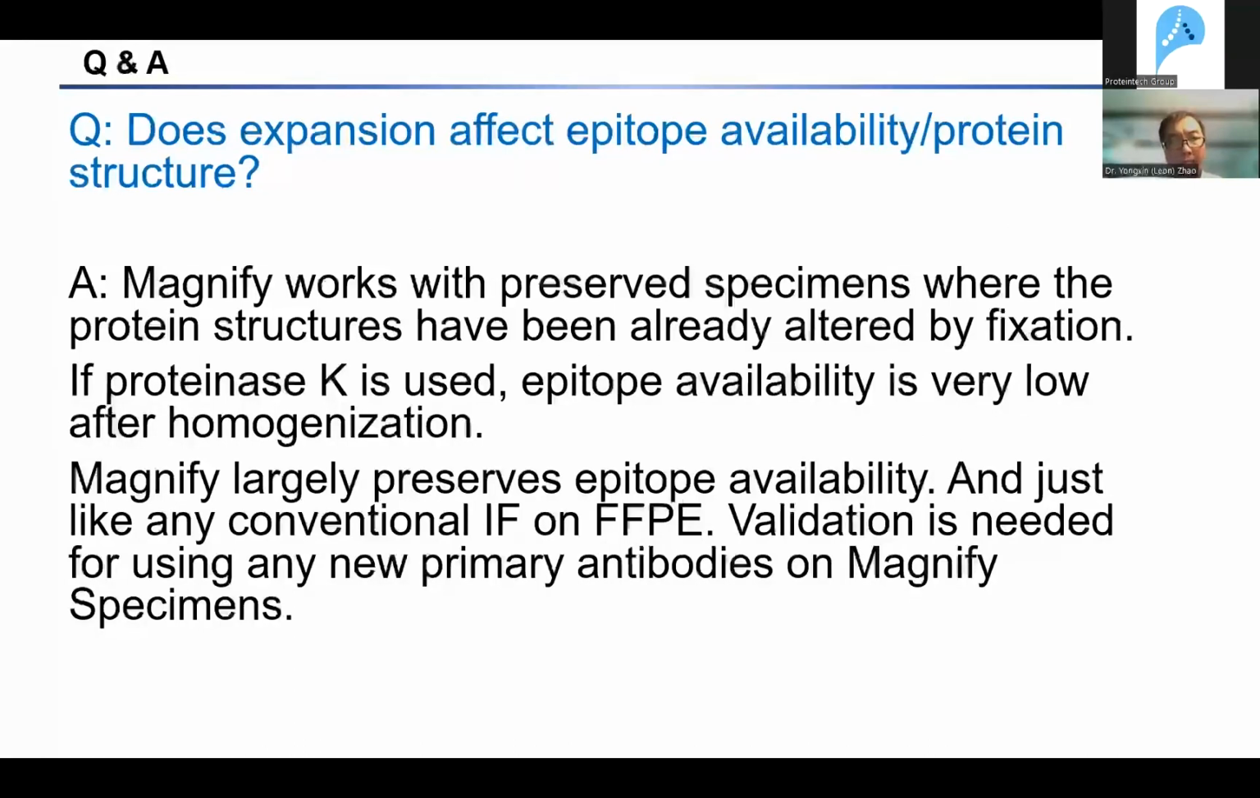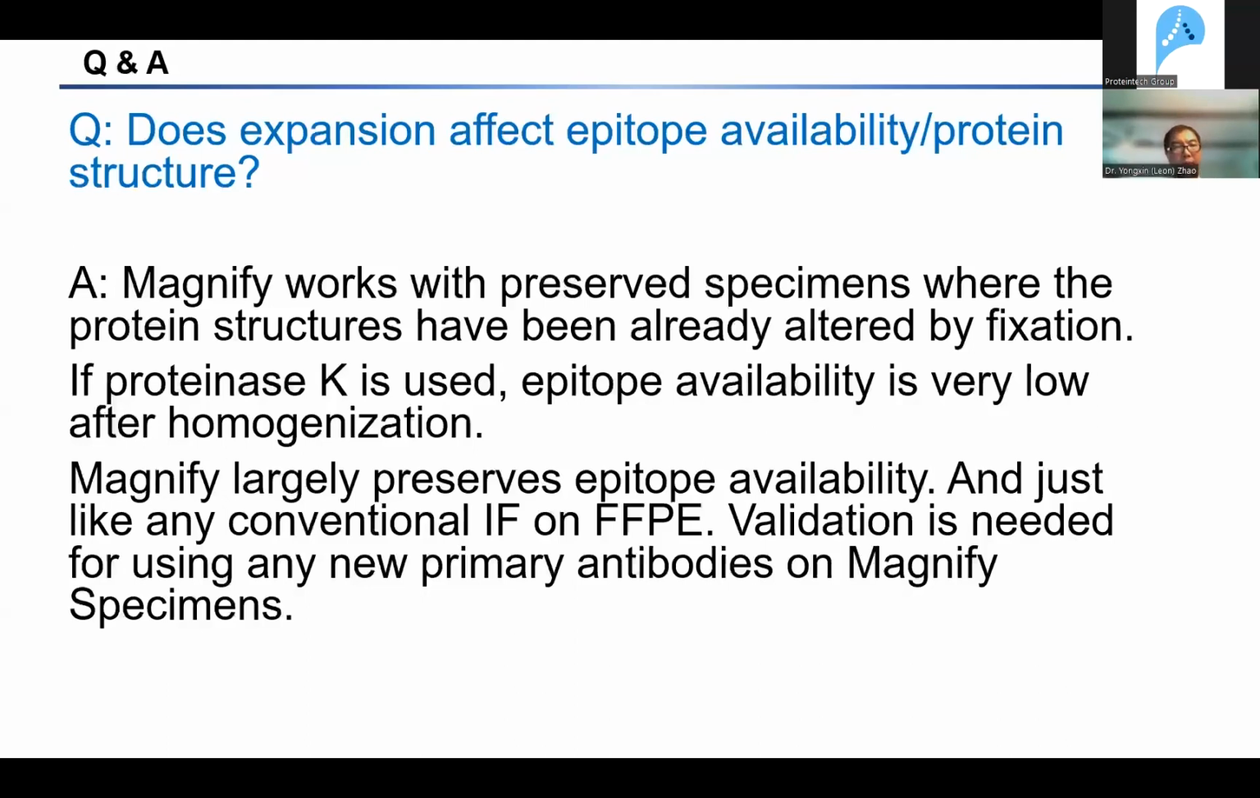If you use proteinase K to digest the sample, of course you lose all the epitopes basically, right? It's very low after homogenization. So in that case, it's out of the question. For Magnify, it largely preserves the epitope availability. Just like any conventional immunofluorescence, though, you do need to verify the antibody that you try to use. So you do need to do some sort of screening on the Magnify samples.